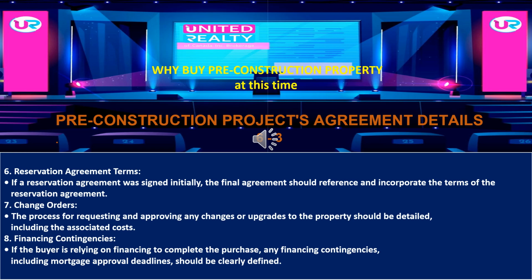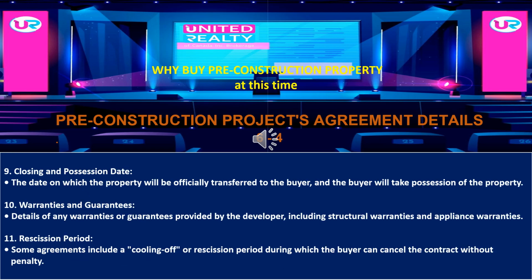7. Change orders. The process for requesting and approving any changes or upgrades to the property should be detailed, including the associated costs. 8. Financing contingencies. If the buyer is relying on financing to complete the purchase, any financing contingencies, including mortgage approval deadlines, should be clearly defined. 9. Closing and possession date.